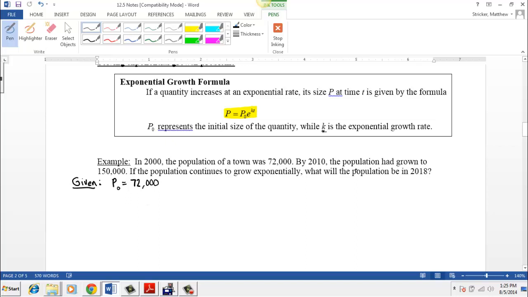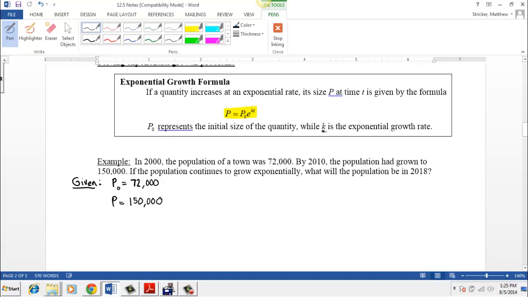It says by 2010 the population had grown to 150,000. That's some future population, which in this case is not A. It's not a future amount A like in the compound interest problems. It's this letter P. So the future population is 150,000. And what else is given?